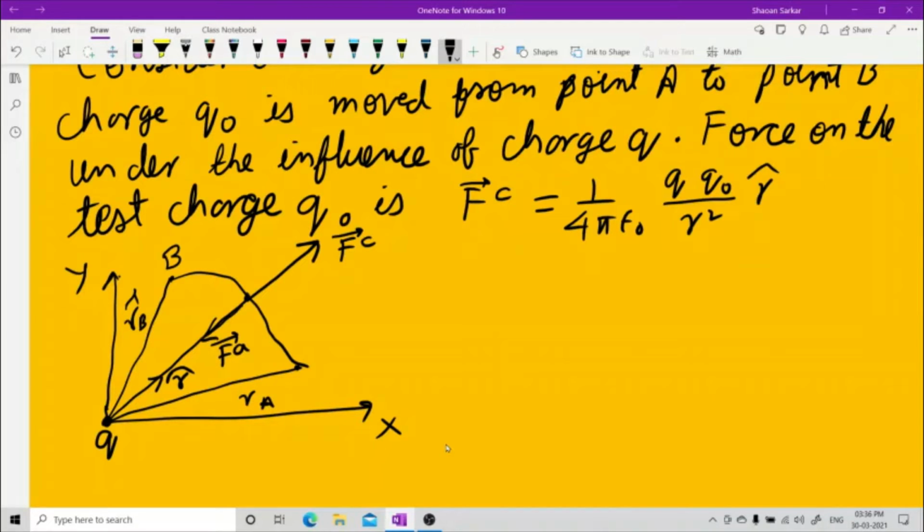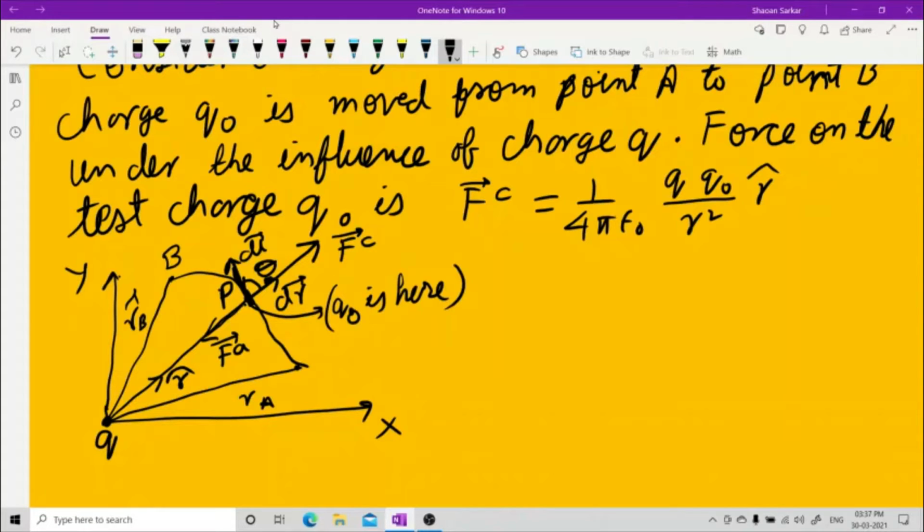This is a small length dl. This is the small length vector dl, and this is the length vector dr. The angle between them is theta. Wait a minute, let me write it clearly. Somewhere here it is. This angle is theta, and this is point P. The test charge Q naught is here.